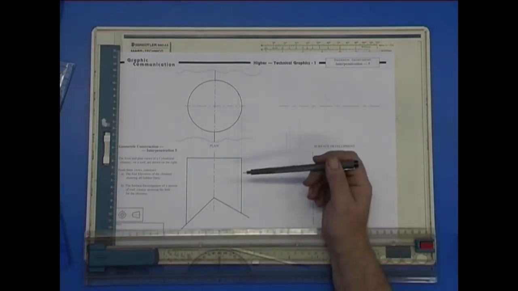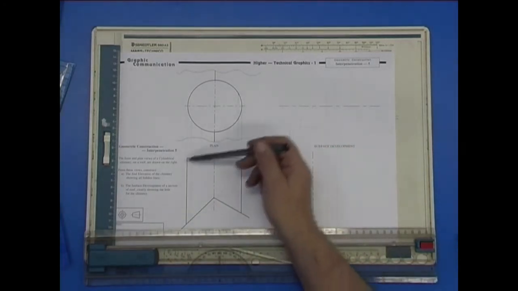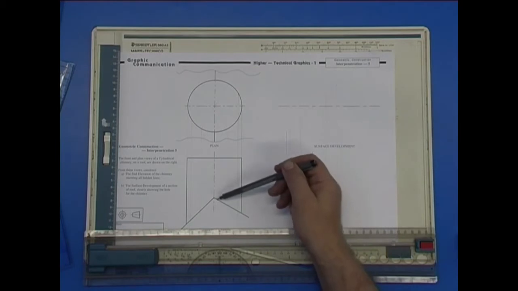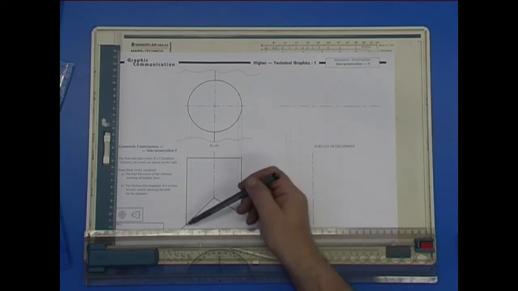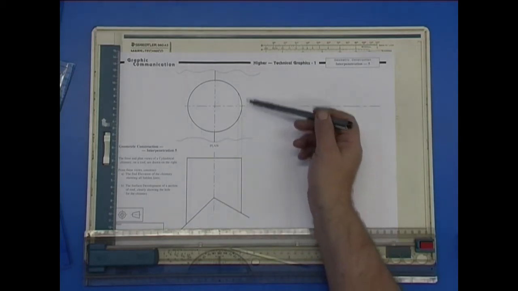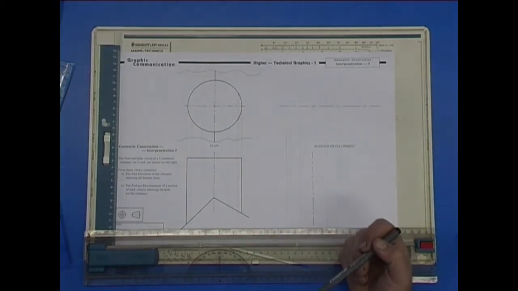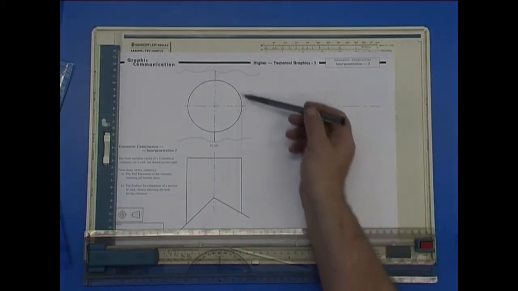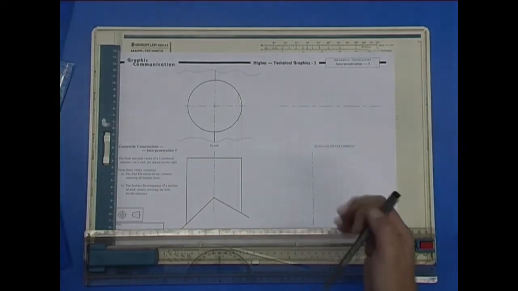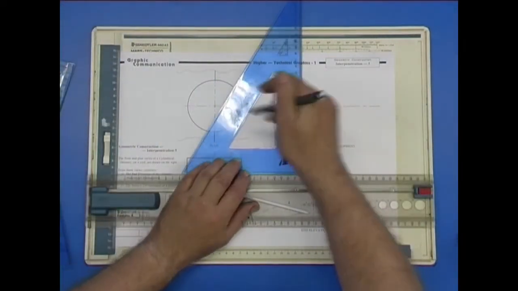So I'm looking at this to see where to start. I've got my front elevation, I can see where they're hitting the surface. I've got a plan view. So my first reaction is to break that up into 12 equal parts, using the 60-30 set square.